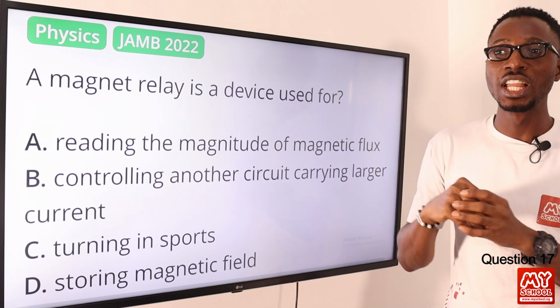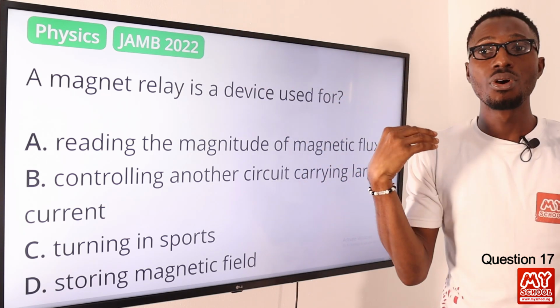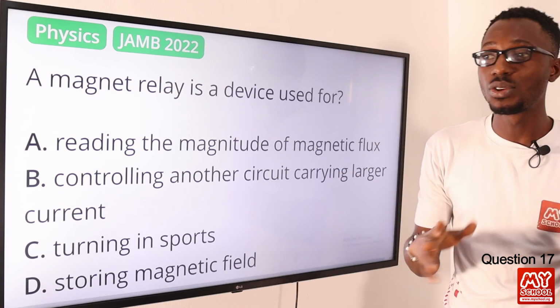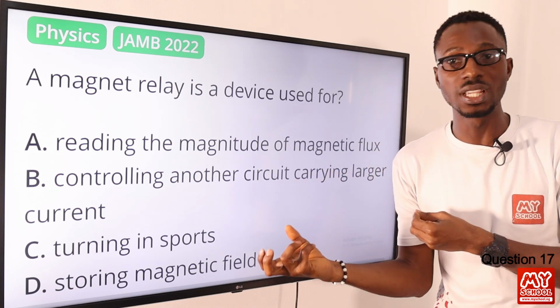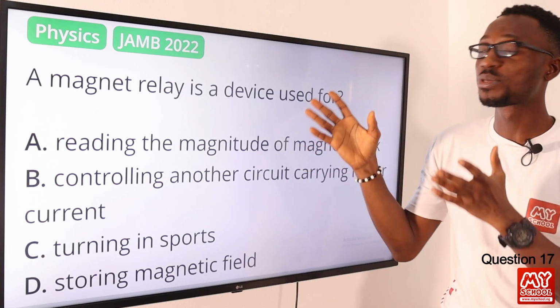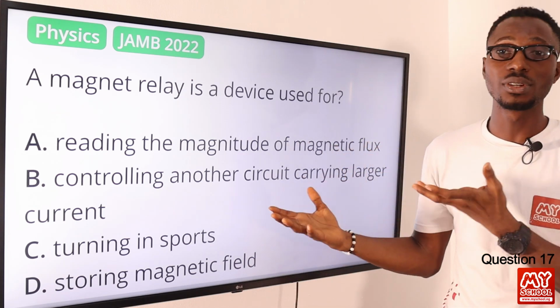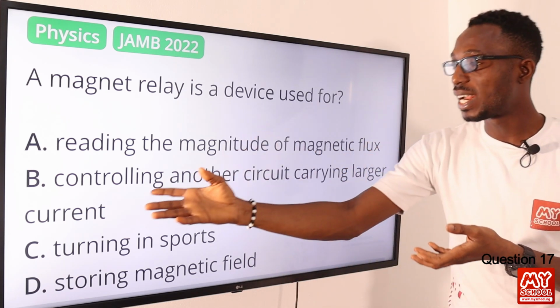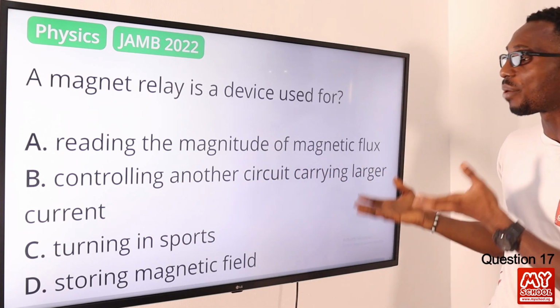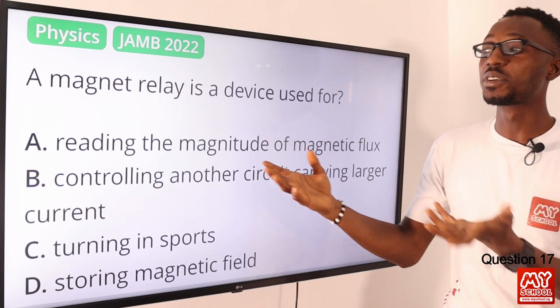Just think of it this way: look at the power being supplied, coming to us as users. We're using appliances of lower voltages. So basically you need a protection system, and that is where the relay comes in. So it offers protection to us, requiring low voltage. So basically it's about controlling another circuit carrying larger current. So that is where the relay comes in. So option B is the correct option.